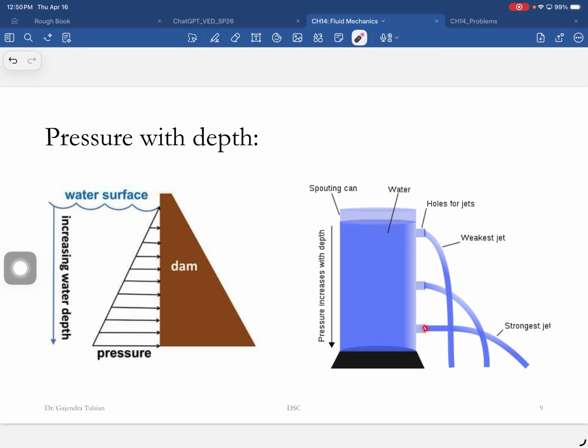The speed at which this liquid comes out, interestingly, is the same speed a rock would have if you dropped it to this height. Did you guys understand that? If I drop this rock from 3 feet, the speed of the rock at 3 feet is the speed at which the liquid comes out if that hole is at 3 feet depth. So the greater the pressure difference, the faster the liquid comes out.